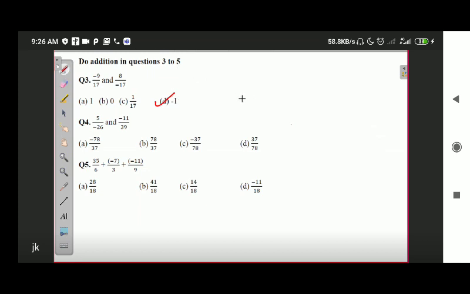Okay. Next, once again you have to add minus 5 upon minus 26 and minus 11 upon 39. So for this question the denominators are different. You will be required to take some LCM. So this will be 5 upon minus 26 plus minus 11 upon 39. Okay, so first of all you will move the negative sign to the numerator. This will be minus 5 upon 26 plus minus 11 upon 39.